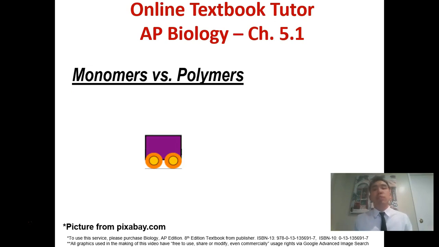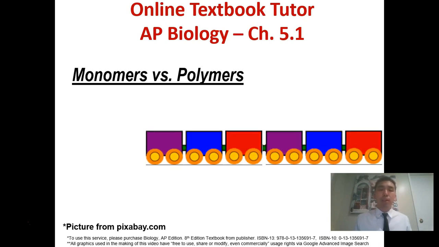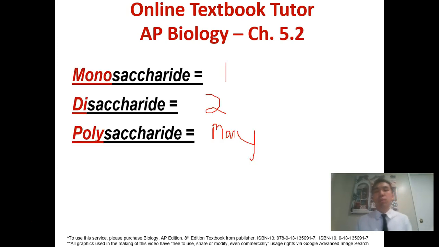Go back to section 5.1 and think about what we talked about. If you didn't watch that video, I strongly suggest you watch it. Monomers versus polymers: monomers being that one part of the train, and polymers being many subunits repeatedly added together. Keep that in mind as we go through this. Another thing to keep in mind: monosaccharide, mono, the root meaning one, di, meaning two, and poly, meaning many subunits put together.